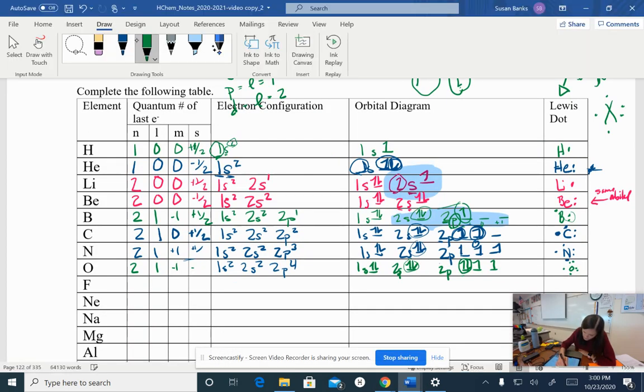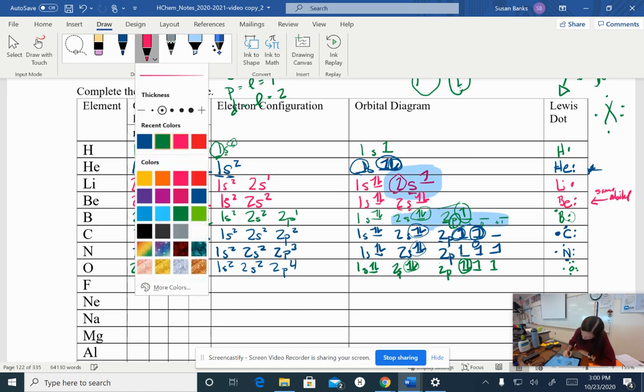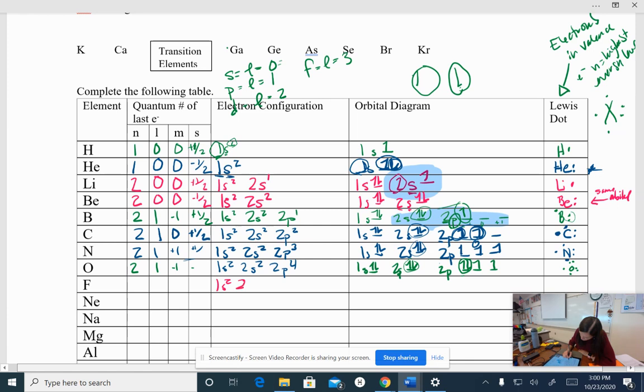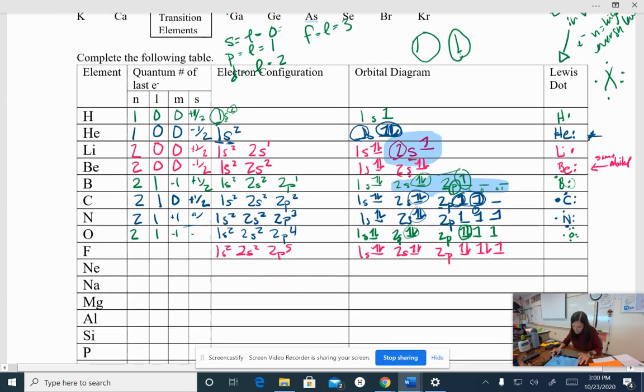Let's switch colors. 1s2, 2s2, 2p5. So 1s up and down, 2s up and down, 2p, I have 3 orbitals, up, up, up, down, and down. My dot picture for fluorine: I have 2 in my s orbital, 2 in my -1 orbital, 2 in my 0 orbital, and 1 in my +1 orbital.